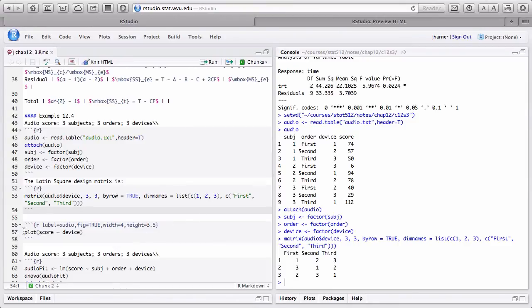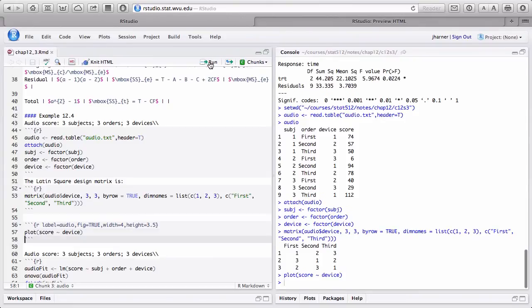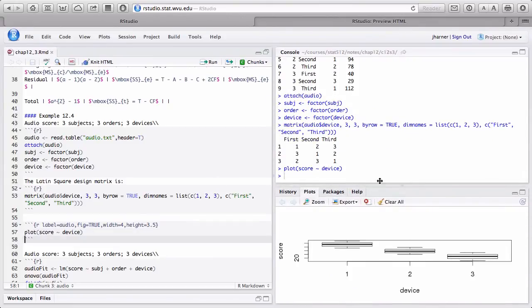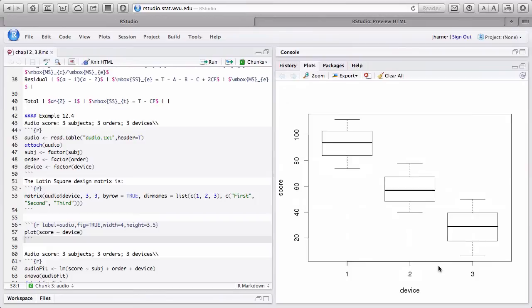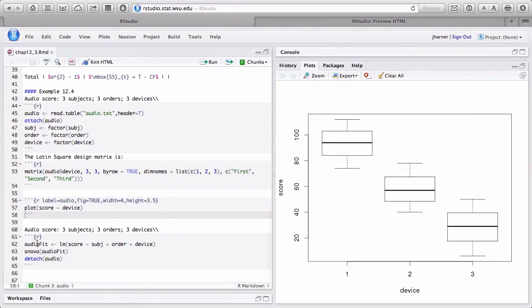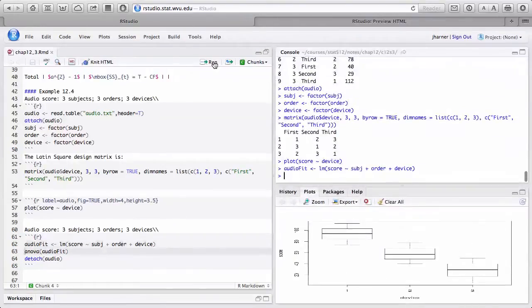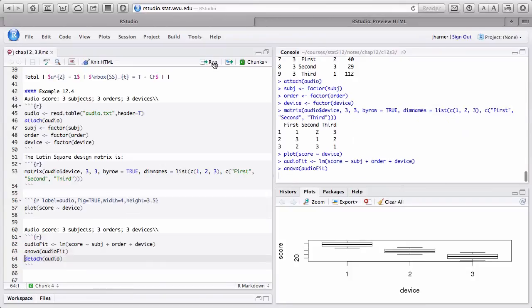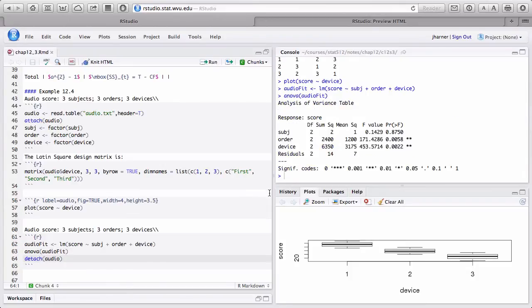And then if I actually now plot, let's say, the score by device, I can see there appears to be a difference. So what I'm going to do is fit the model where I have score tilde subject, order, and device. And then I'll do an ANOVA. What I'm interested in primarily is the device, and you can see that it's pretty significant.